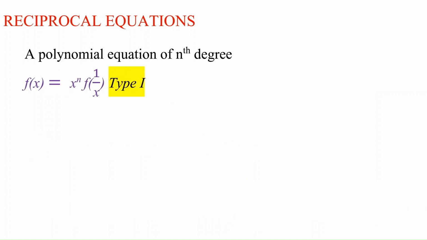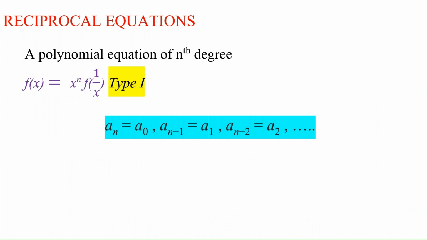f of x is equal to x power n into f of 1 by x. Such a reciprocal equation is called a type 1 reciprocal equation. The quotients here that are equidistant should be of the same sign. Means a_n and a_0 would be of the same sign. a_(n-1) and a_1 would be of the same sign. In a similar way, equidistant coefficients should be of the same sign.